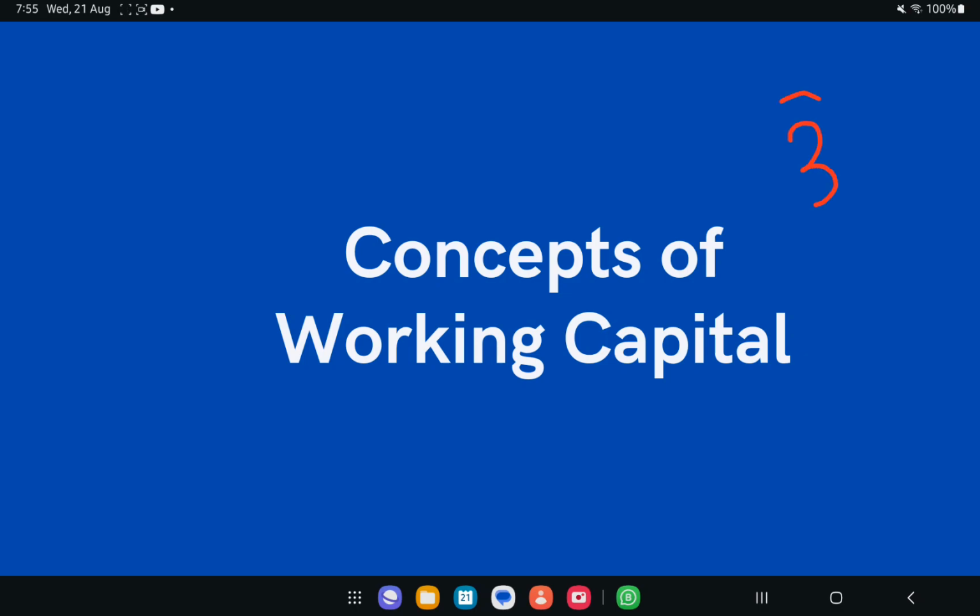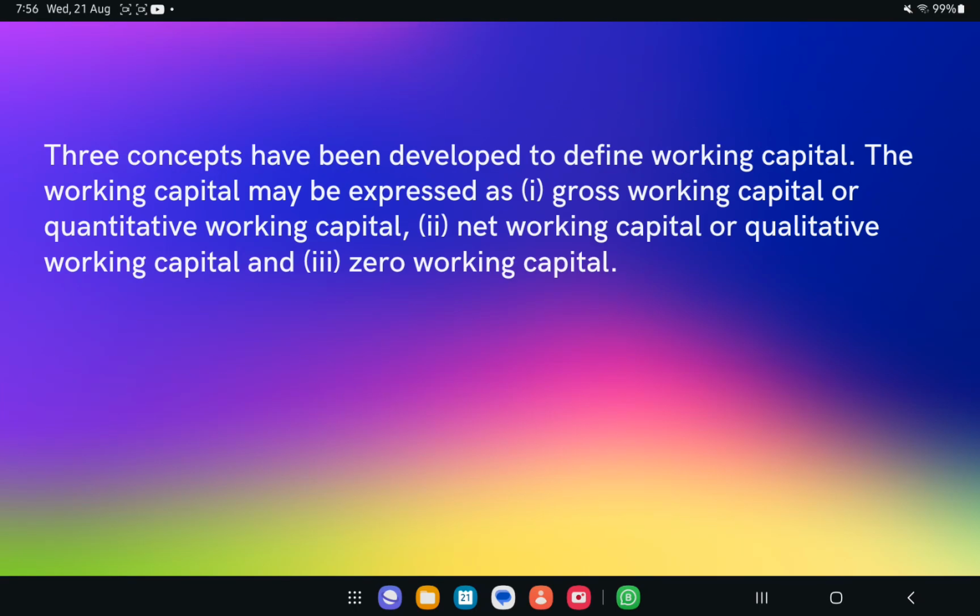There are basically three concepts of working capital, out of which one concept is accepted globally and it is taken in finance as the basic or the most important concept of working capital. The fund flow statement of a business is built upon this concept. Okay, now we can see all three concepts, and from that we can see which concept is selected as the best one. The concepts are the gross working capital concept, the net working capital concept, and the zero working capital concept.